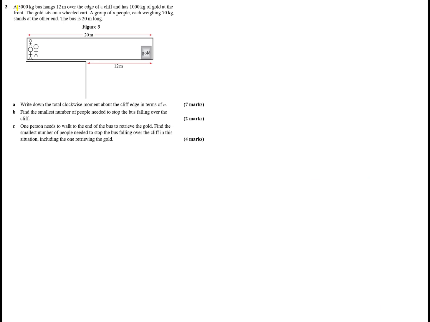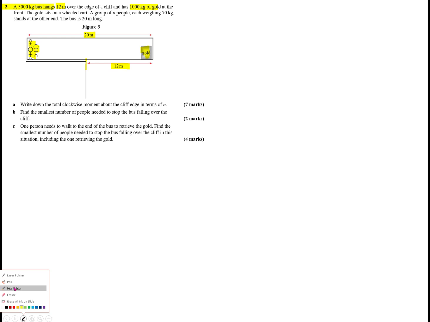Okay, so let's look at this question. A 5,000 kilogram bus hangs 12 meters over the edge. That's 12 meters here. That's the cliff edge. It has 1,000 kg of gold. The gold sits on a wheel cart. A group of n people, each weighing 70 kg, stands at the other end. The bus is 20 meters long, which is highlighted here.